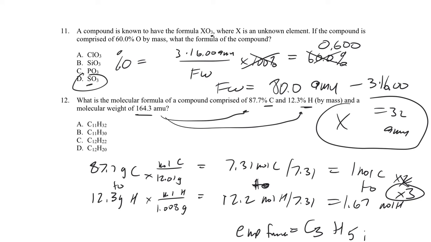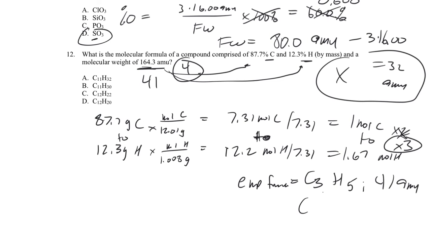Now this corresponds to being 12 times 3 plus 5, that's about 41 AMU. We divide 41 into the formula weight of the compound. So 164 divided by 41 is 4. So we have 4 units in the empirical formula in this compound. So it's C3 times 4, H5 times 4. So C12, H20.